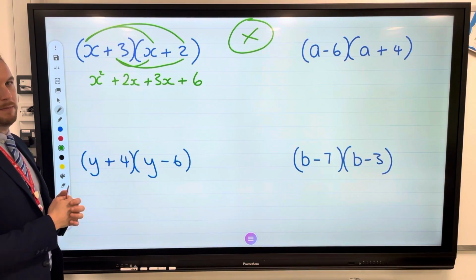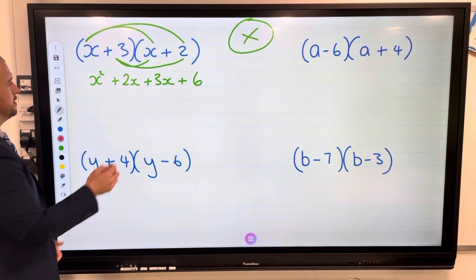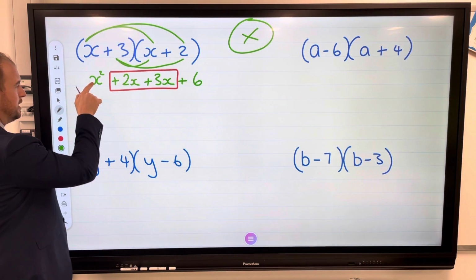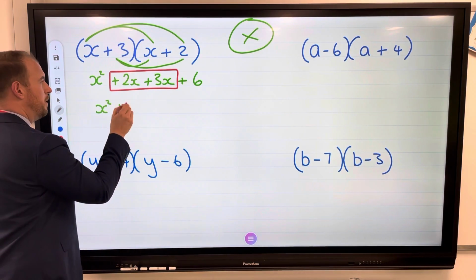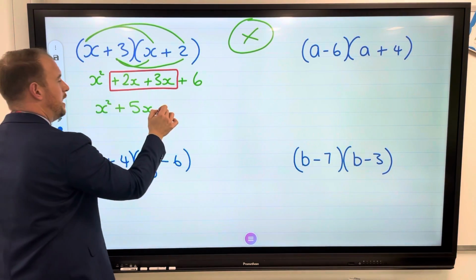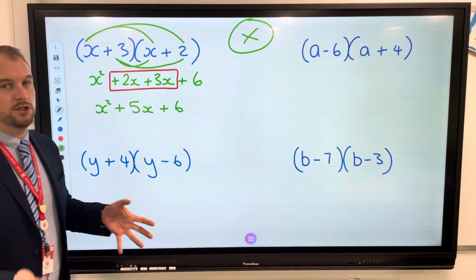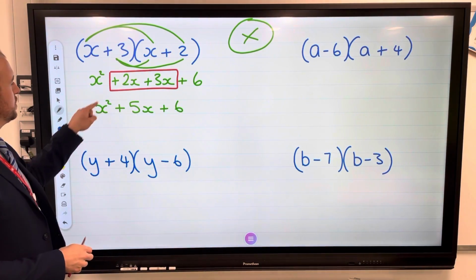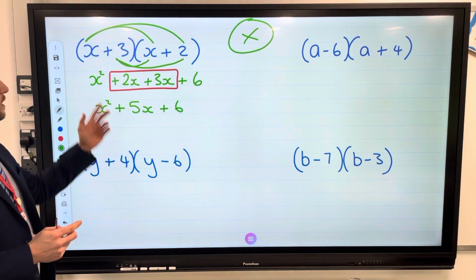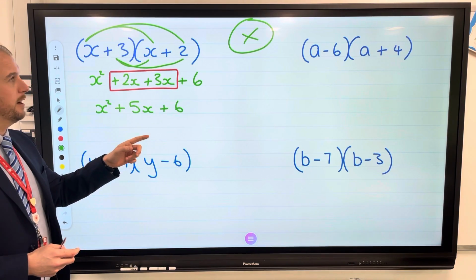Well, I can collect my like terms now, or I can simplify this expression. The way I'm going to simplify it is by putting the two x terms together. So my final answer would be x squared plus 5x, because 2x plus 3x is 5x, and then add 6 on the end. And that's it, it's done. I can't collect those terms anymore because I have a squared term, an x term, and a number by itself. So that's it, simplified.